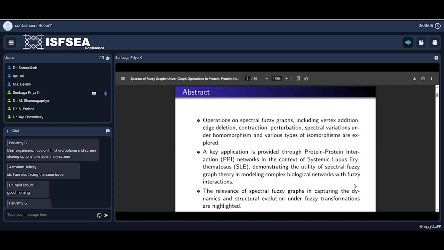So my abstract is based on the interactions on spectral fuzzy graphs, which includes vertex addition, edge deletion, contraction, perturbation, and spectral variations under homomorphisms and various types of isomorphisms are explored. A key application is provided through protein-protein interaction networks in the context of systemic lupus erythematosus, demonstrating the utility of spectral fuzzy graph theory in modeling complex biological networks with fuzzy interactions. The relevance of spectral fuzzy graphs in capturing dynamics and structural evolution under fuzzy transformations are also highlighted.